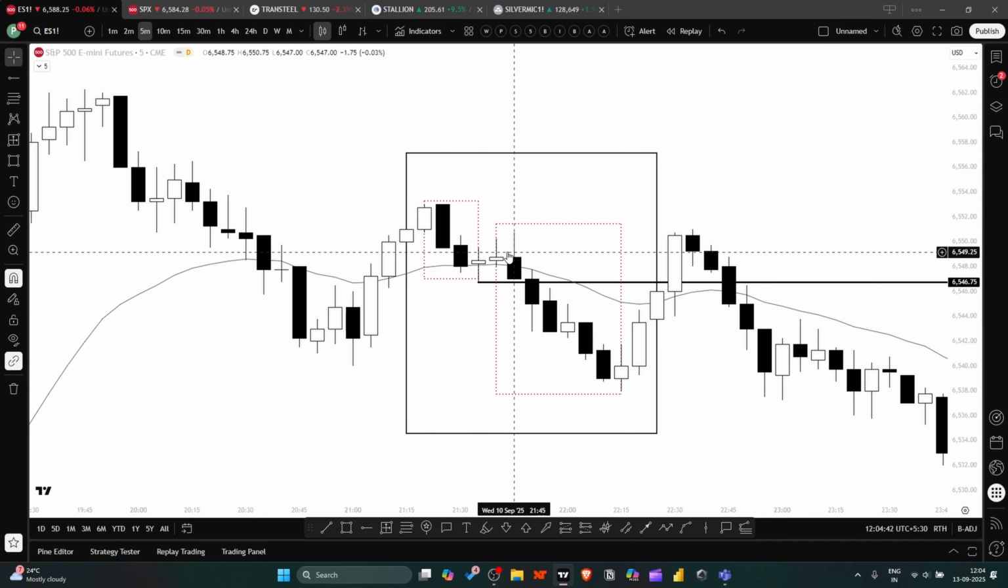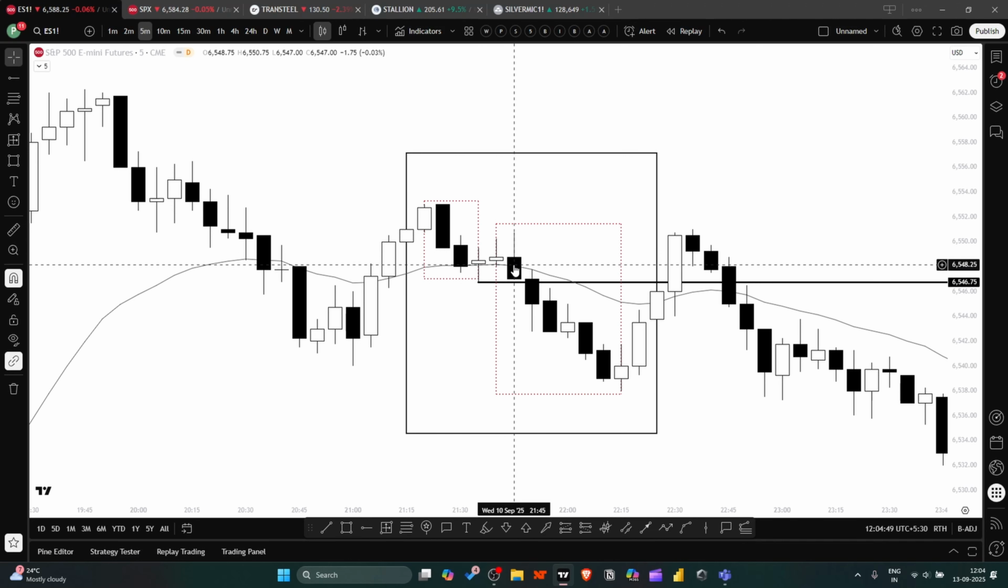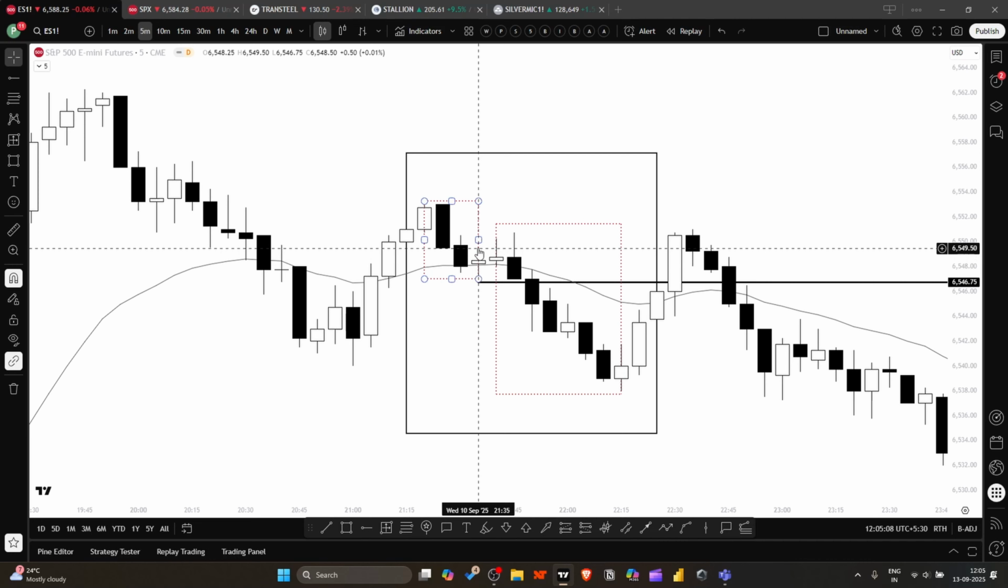Now, if within 3 bars, including this pause bar, that means I'll count 1, 2, 3. If within 3 bars the pivot gets violated, means the price goes beyond or lower than this pivot line or pivot point, then it's a micro pullback. If it fails to do so within 3 bars, then I'll categorize this pause bar as a pullback bar.